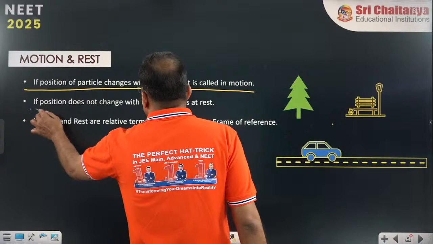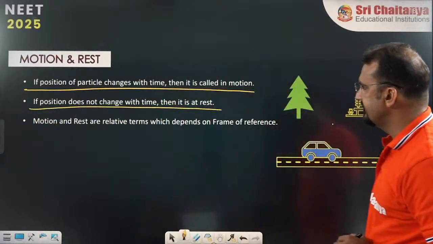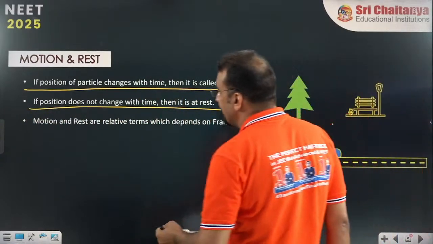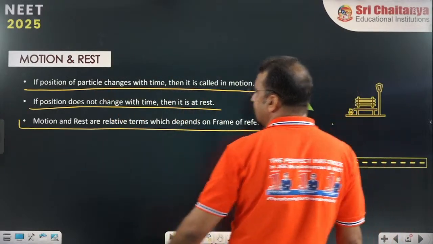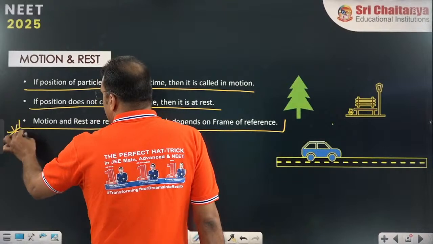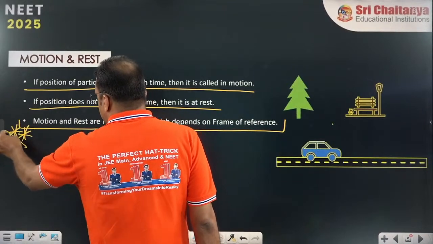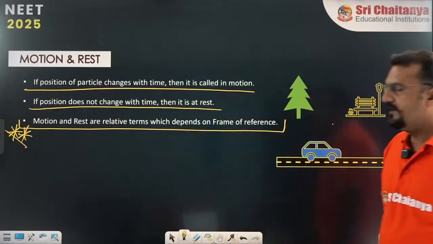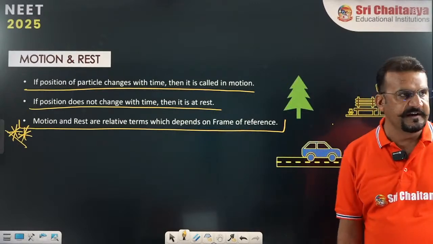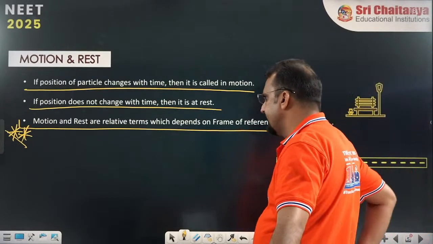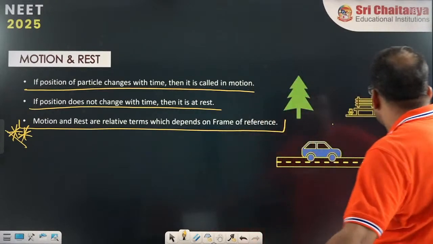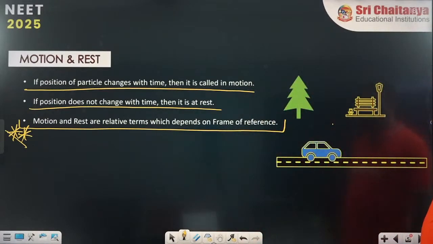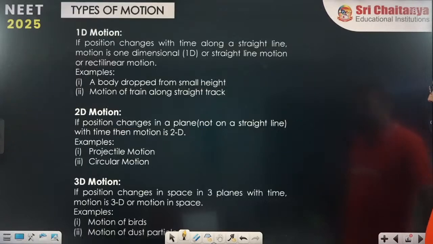If position does not change, then it is called at rest, and these are very important. Give it a star rating. Motion and rest are relative terms, meaning they depend on the frame of reference. Very, very, very important. I think this is very clear to all of you. Okay, now let us move forward. Done. So these are important statements.